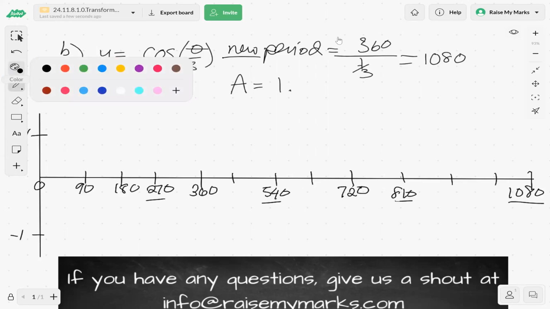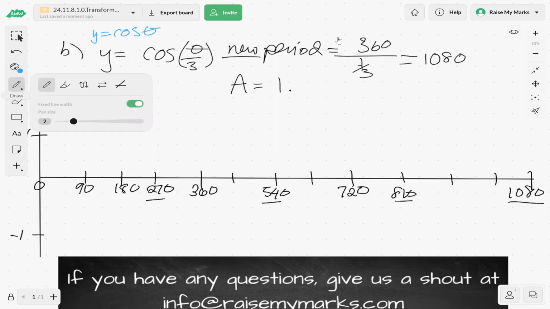So first we're going to graph our basic parent function, which is y equals cos theta. Let's do that. So when theta equals 0, cos equals 1. 90 at 0, 180 at its minimum, -1, 270 back to 0, 360 back to 1. So let's just mark in these dots all the way down. Okay, so this is our parent function.